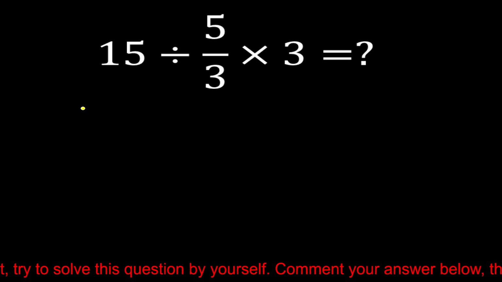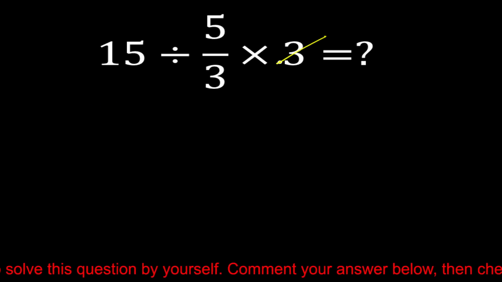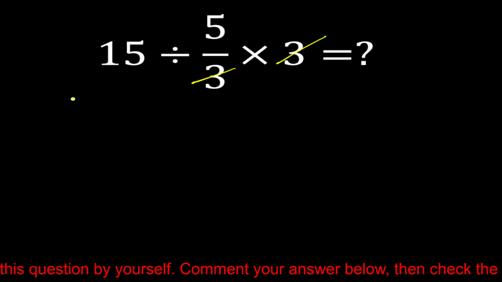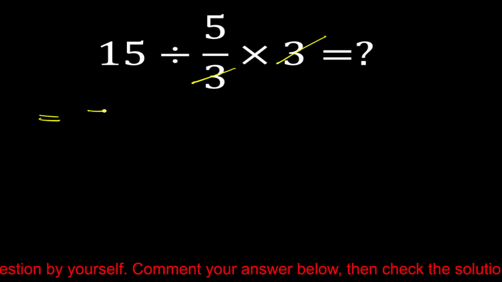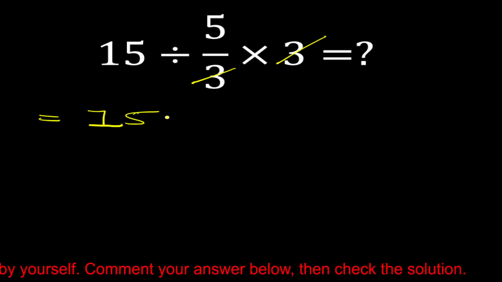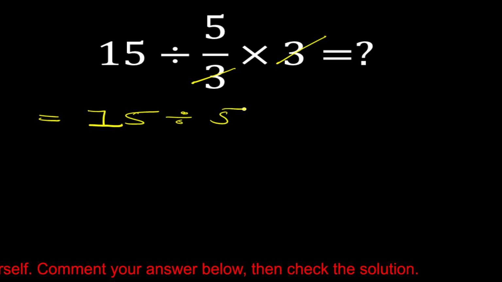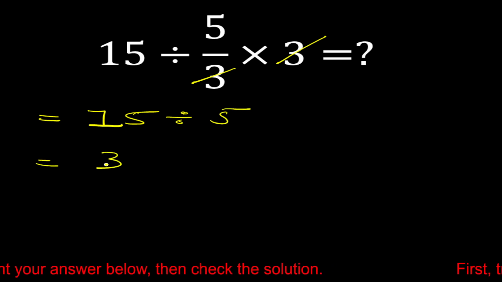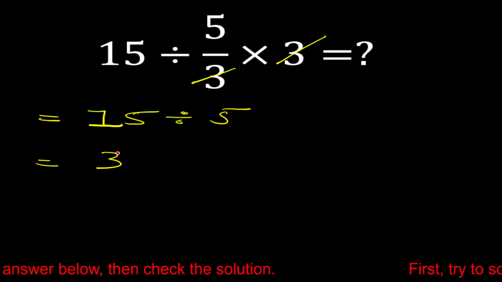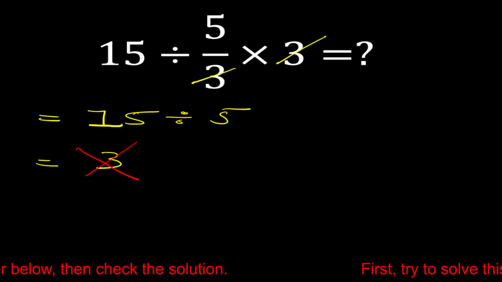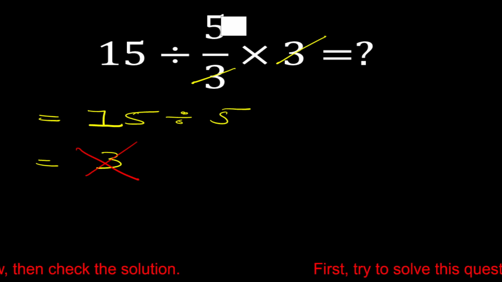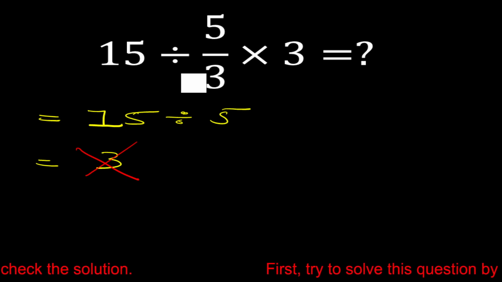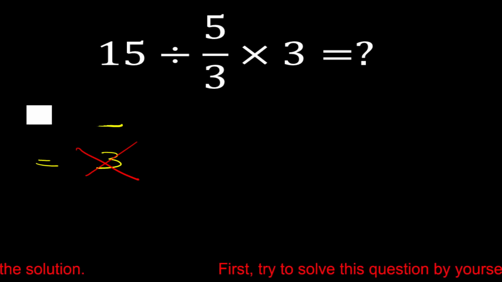So most people solve this question like cancel this 3 by using this 3 is equal to 15 divided by 5. Okay, now 15 divided by 5 is equal to 3. But this answer is not correct. This answer is completely wrong. Okay, now let's solve this problem correctly by using a PEMDAS rule.